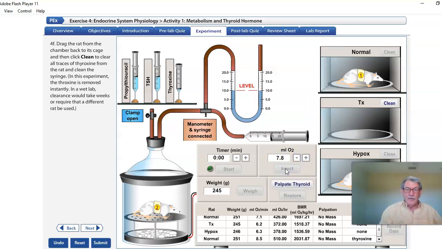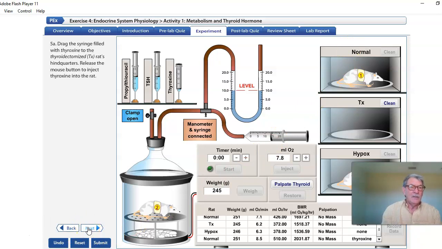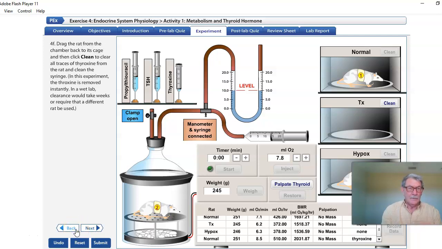So yes, he's hyperthyroid too. Look how much higher that is than the original number. But it's not as high as the guy that started out with plenty of thyroid and got more. Okay, so we're going to go here. Oops. Back. Oh, palpate thyroid.